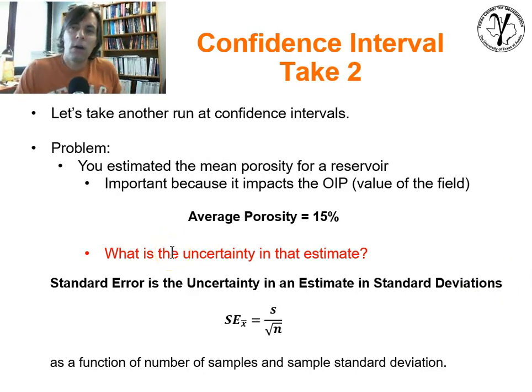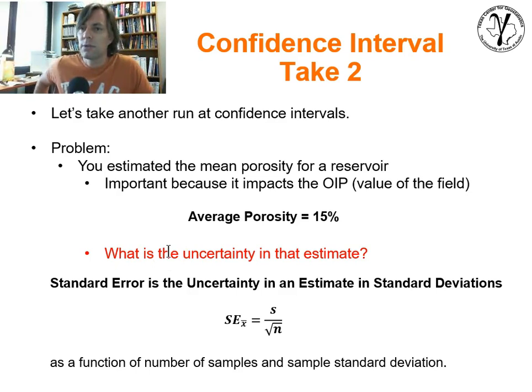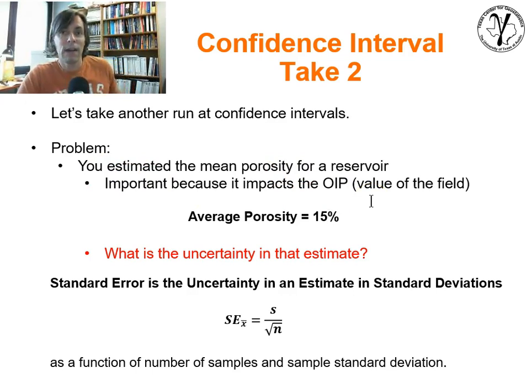So I found when I went through this before with my students last term that they struggled a bit, so let me try taking another run at confidence intervals. This will go quicker, and we'll just talk it through a bit. So the problem is you want to estimate the mean porosity of your reservoir. This is important because it impacts oil in place directly. The average porosity is 15%. If you increase it by 5%, you increase volumetrics available for natural resources by 5%. And so we've got to get this right. So what's the uncertainty in that estimate?